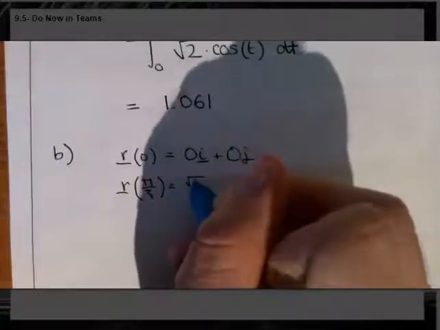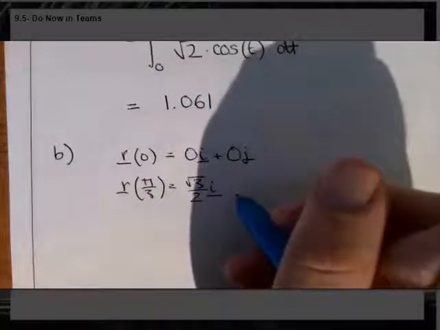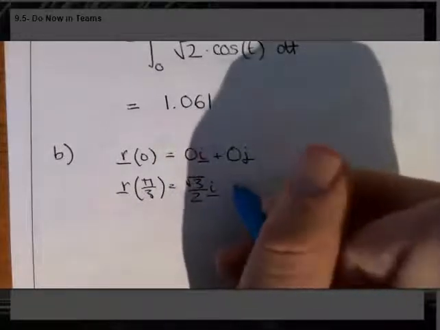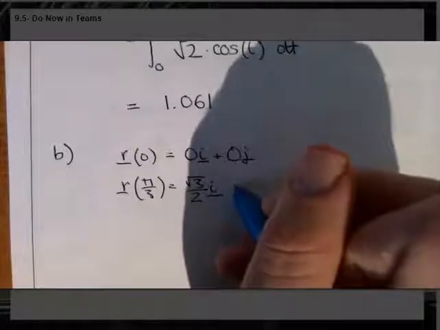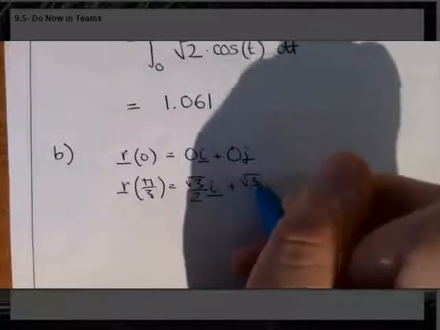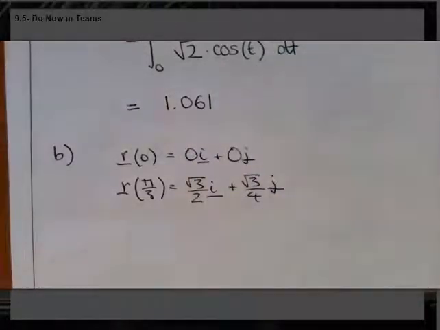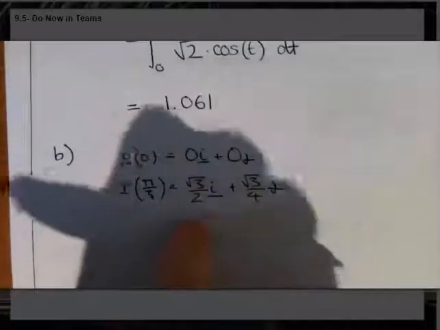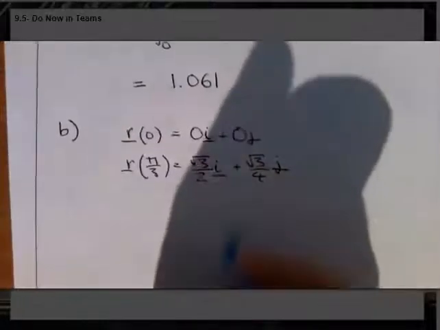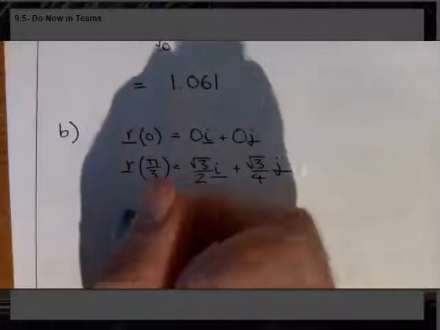sine of pi over 3 is root 3 over 2. And then a half sine of 2 pi over 3. It's root 3 over 2 again, but then it's a half of that, so it's root 3 over 4j. What we're asking for is the shortest distance between those 2 points, and we're going to end up using Pythagoras.